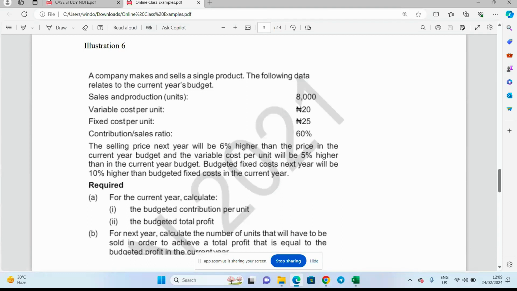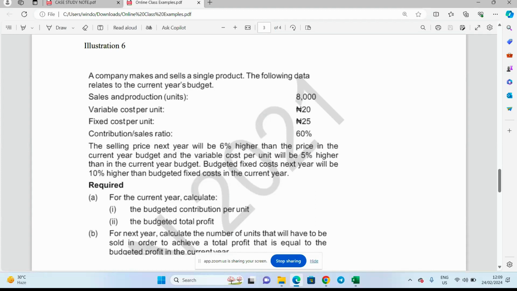Amaka, can you please read illustration 6 for us? Okay, so illustration 6. A company makes and sells a single product. The following data relates to the current year's budget. Sales and production units, 8,000. Variable cost per unit, 20 naira. Fixed cost per unit, 25 naira. Contribution over sales ratio, 60%. The selling price next year will be 6% higher than the price in the current year budget, and the variable cost per unit will be 5% higher than the current year budget.